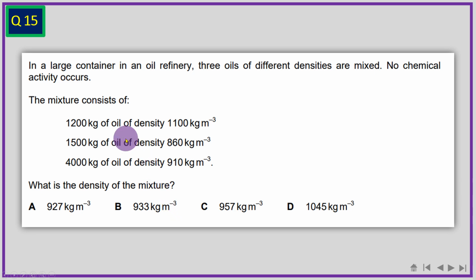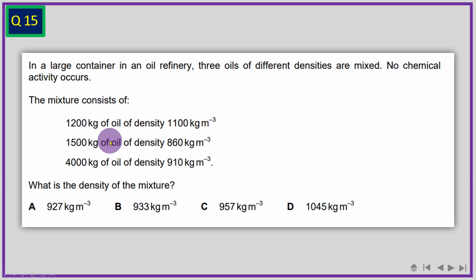Let's look at question 15. In a large container in an oil refinery, 3 oils of different densities are mixed. No chemical activities occur. The mixture consists of 1200 kg of oil of density 1100 kg/m³, 1500 kg of oil of density 800 kg/m³, 400 kg of oil of density 910 kg/m³. What is the density of the mixture?